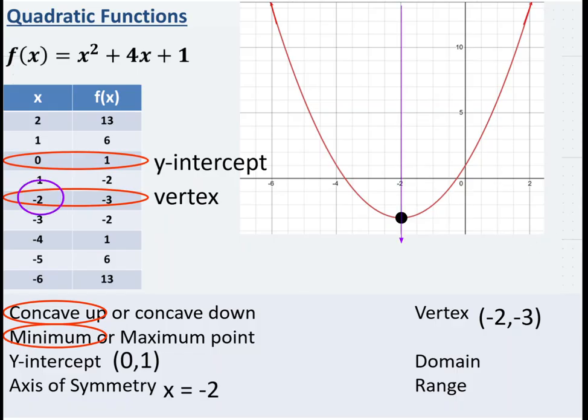The axis of symmetry is that line that goes through the vertex, that vertical line. And it is that x value of your vertex from your table as well. Our domain is still -infinity to infinity. It has those arrows out here. And my range is going to take that y value from the vertex and go on forever.